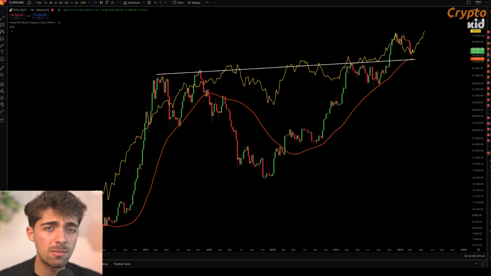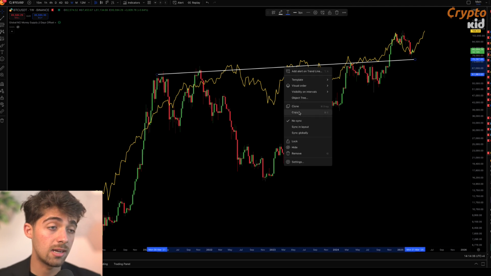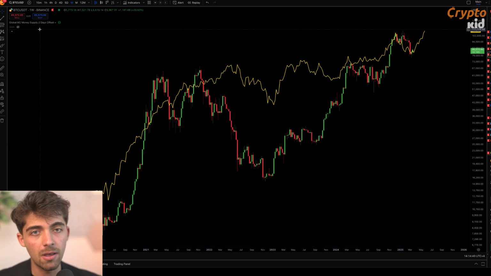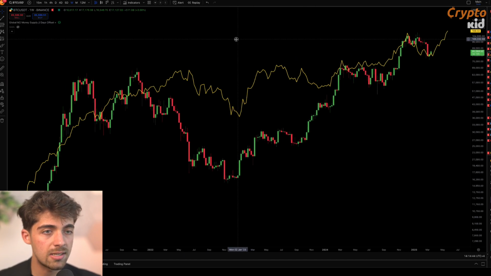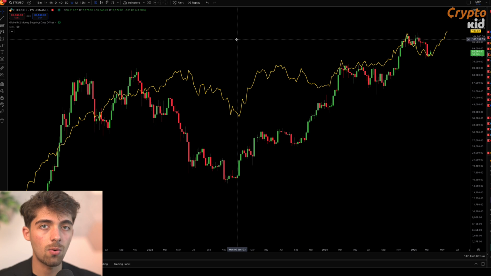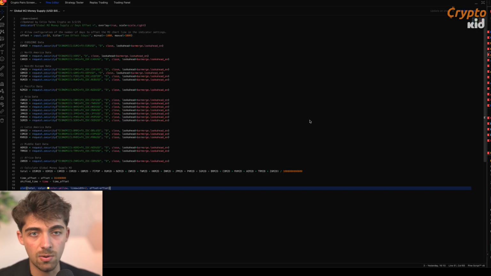So let's go into the price of Bitcoin. Let's focus on the first indicator. I want to hide the trend line, and I also want to hide the moving average. And we want to go into the global liquidity. So this yellow line that you see on the chart is actually called global liquidity. It is an aggregation of all different money supply, at least in the largest economies around the world.